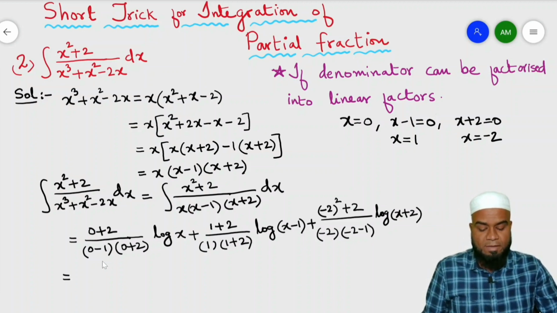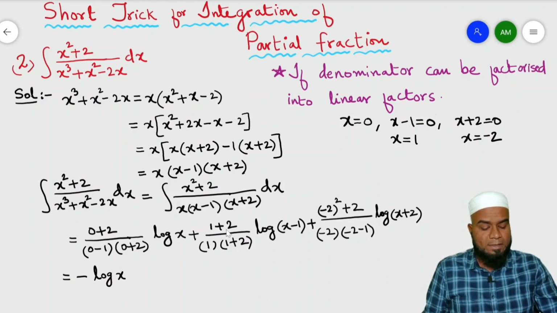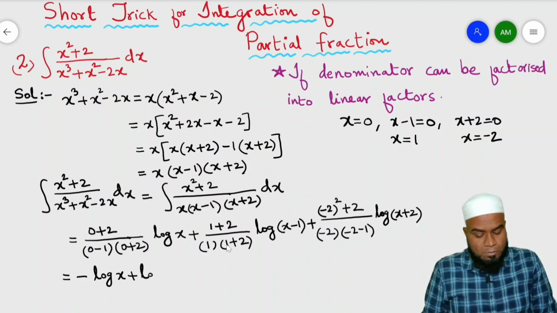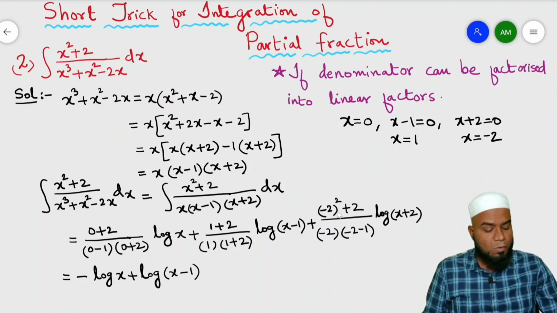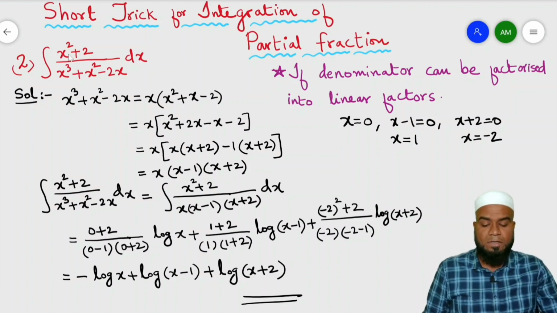When we simplify this, here we have minus 2 and in the numerator 2. So 2 by minus 2 is minus 1, which is minus log x. And here 2 plus 1, 3 upon 2 plus 1, 3. So we will get plus 1 log of (x minus 1). And here we will get 4 plus 2, 6, by here minus 3 and minus 2, so we will get plus 6. So 6 by 6 is plus 1. So plus log of (x plus 2). Right, this is the required answer for the given integrand.